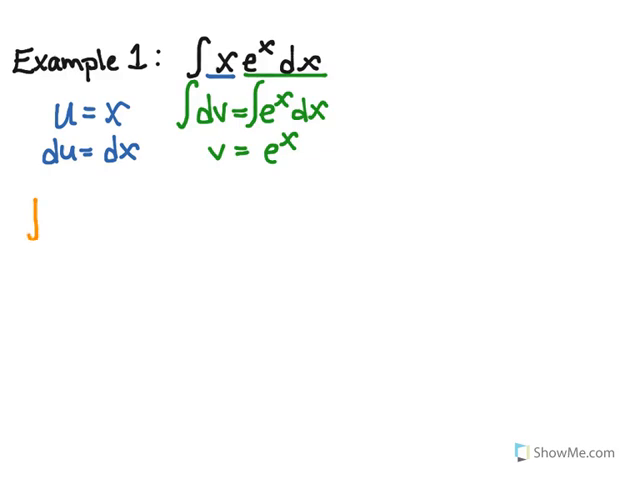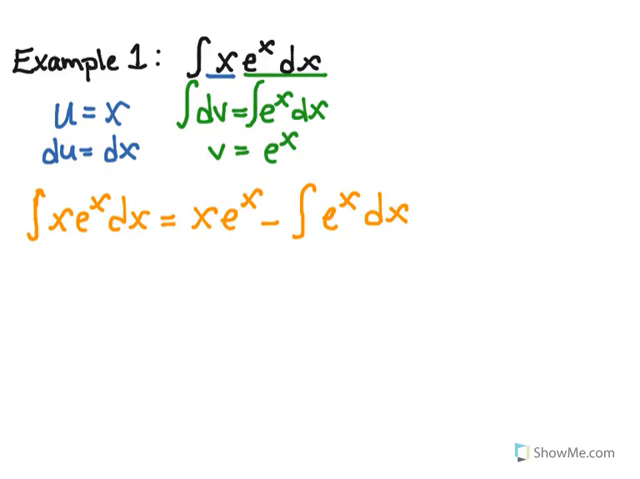So, the antiderivative of x e to the x dx is equal to u, which is x, times v, e to the x, minus another integral, v, e to the x, du, dx. So I'm just following that formula from the previous slide. The first part, x e to the x, I don't have to do anything with that. But now what I need to do is find the antiderivative of this guy right here.